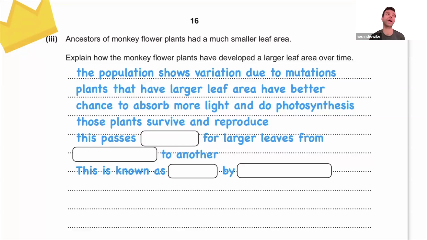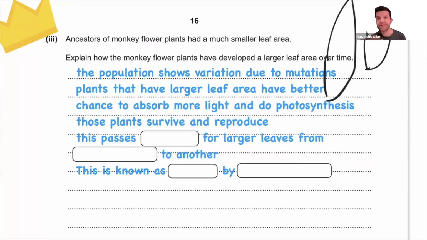Why don't I say it passes genes, passes DNA? Because all members of the same species have the exact same genes. What makes a small leaf different from a large leaf? It's an allele. It's a different form of the gene, right?